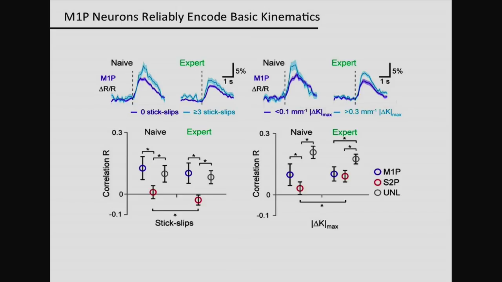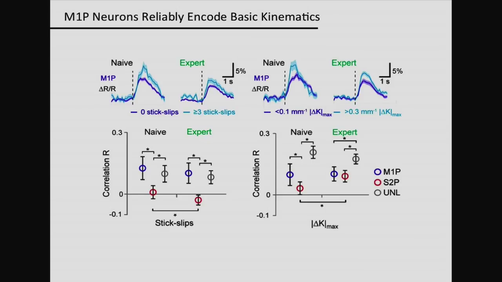Okay, to look at more fine detail in terms of response properties of neurons, we looked at the responses of these neurons according to the kinematic features I described earlier. Above on the top here are average traces of M1 projecting neurons sorted according to the phase of learning, or according to the kinematic events. On the left side, I'm showing you stick-slip events. On trials where there are multiple stick-slip events, we generally see that M1 projecting neurons fire more compared to trials when there are zero stick-slip events. And below, you can see that there's a positive correlation to stick-slip events for these neurons, both in naive and in expert phase. However, the S2 projecting neurons are doing something different. In a naive phase, we see no correlation to stick-slip events. And when they become an expert, we see a negative correlation to stick-slip events.